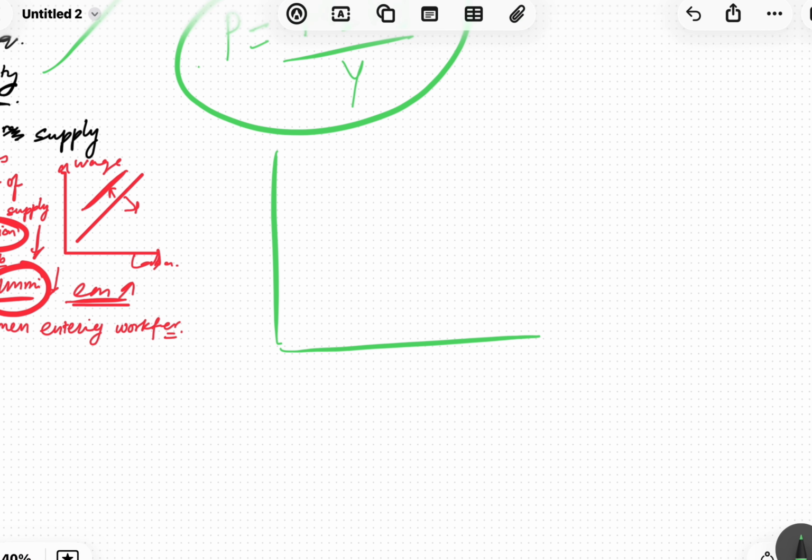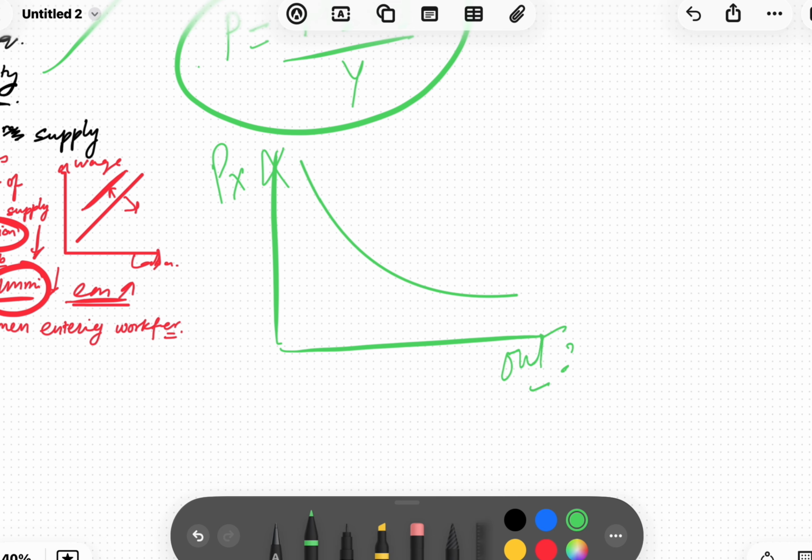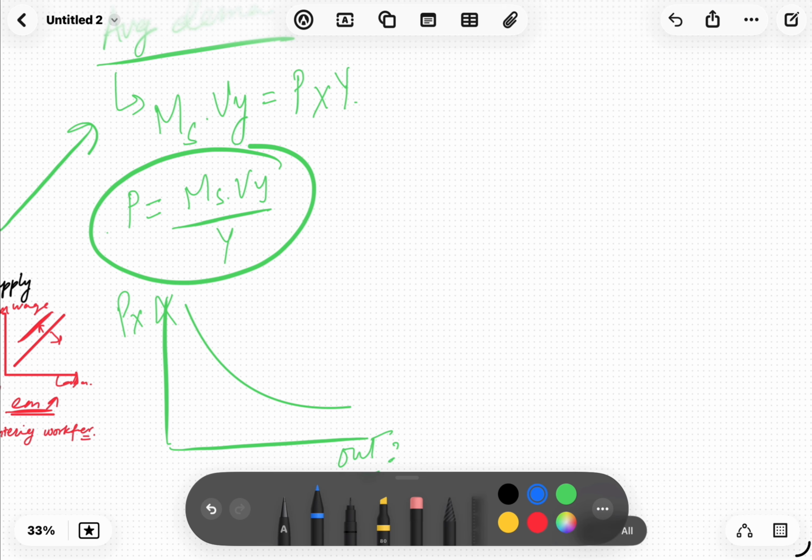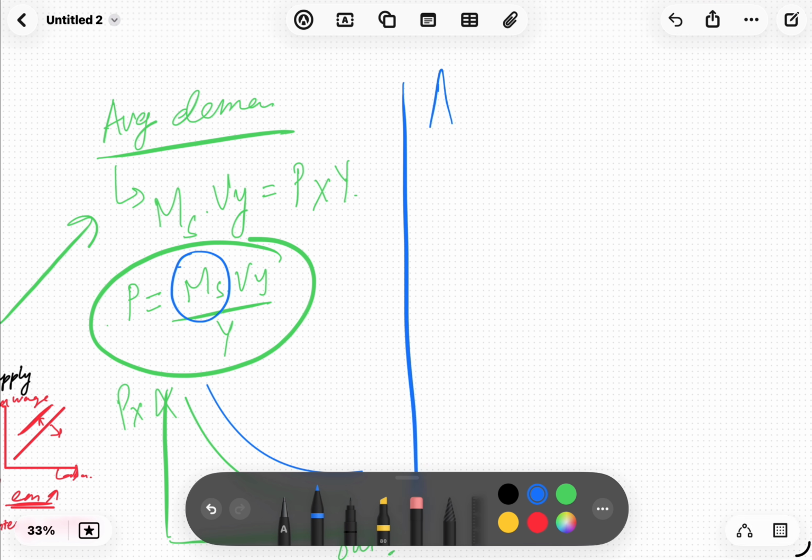Okay, so if we rearrange this in our own way, we will get something like Ms into V upon Y, which will eventually give us a curve like this. Have I written demand? Yeah. So now if somebody says that when the money supply is increased, what will be the monetary impact? We can simply see that the monetary variable is this Ms, which is here. So if money supply is increased, price will increase, so the curve will go ahead, something of this manner.